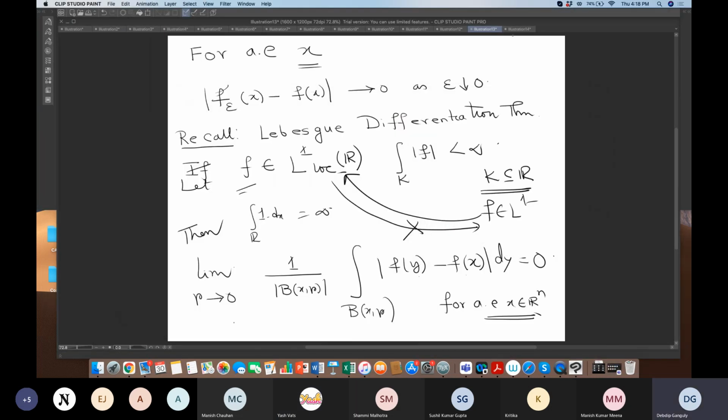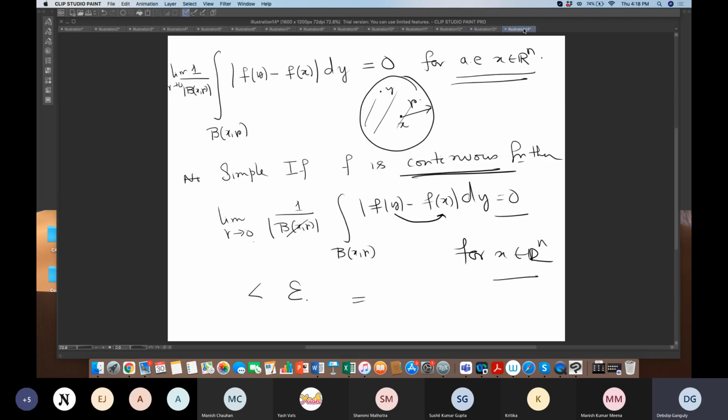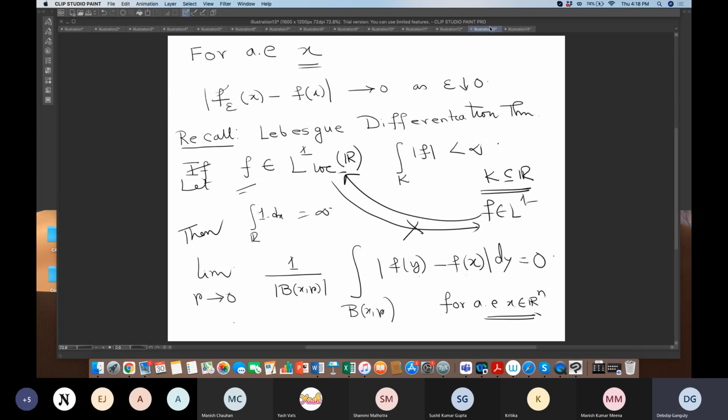So you can see the proof if it's continuous. Life is quite easy if you are in a setting of continuous functions. This is known as the Lebesgue differentiation theorem, a very important theorem. Have you done this proof in your measure theory course?